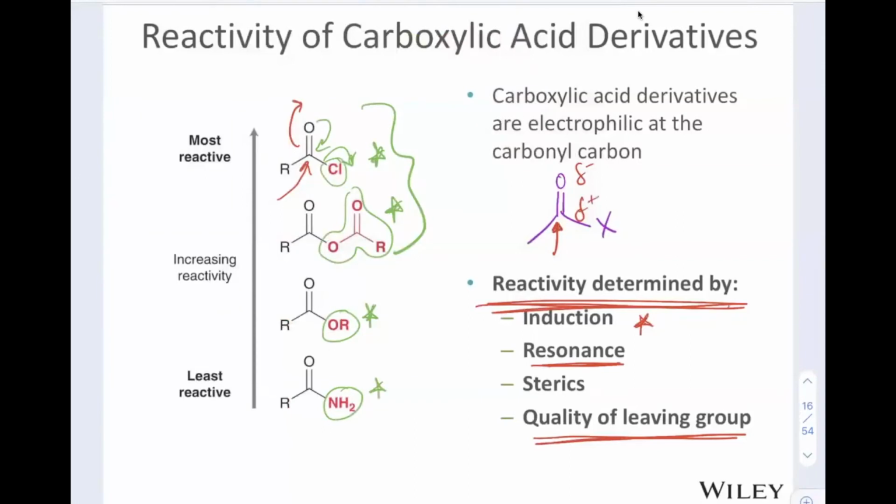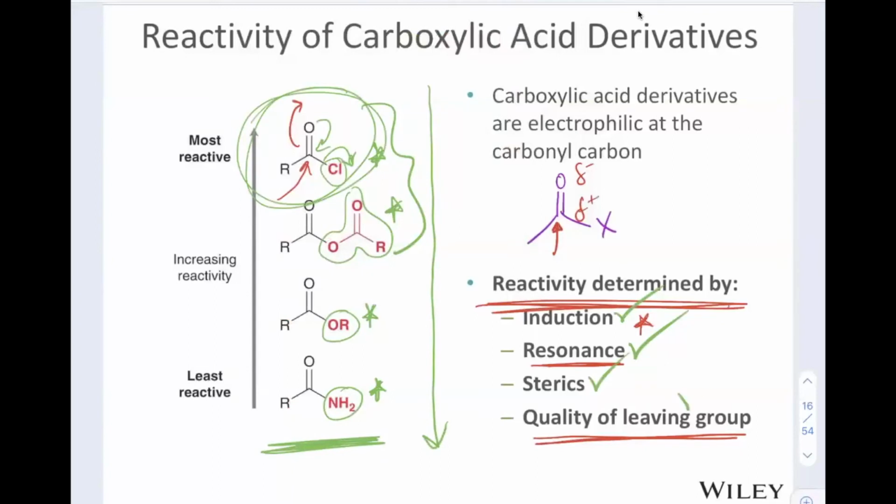And the NH2, same thing. We're going to need to trick it to leave, and so we'll learn how to do that. So the reactivity order goes acid chloride, anhydride, ester, and amide. This is the least reactive, the most stable. This is the most reactive or the least stable. And that is because of a combination of inductive effect, resonance, sterics, and the quality of the leaving group.